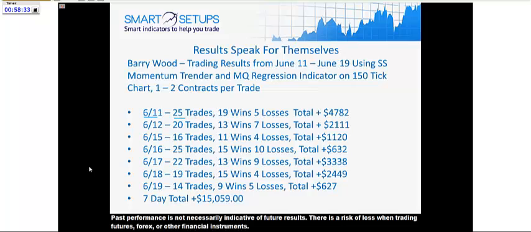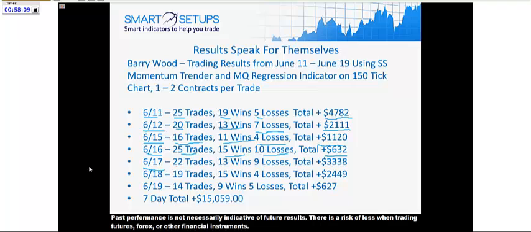So 611, 25 trades, 19 wins, 5 losses, total plus 4,782. 612, 20 trades, 13 wins, 7 losses, total plus 2111. 615, 16 trades, 11 wins, 4 losses, total plus 1120. 616, 25 trades, 15 wins, 10 losses, total plus 632.